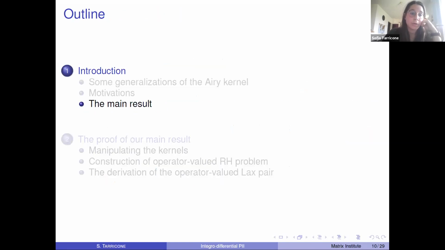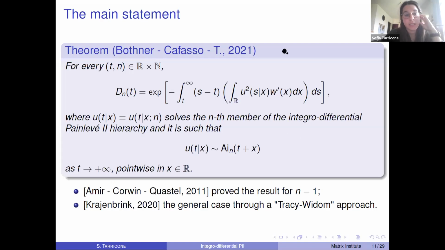And what we found is the following theorem. So we have that for any t and n in this range, the Fredholm determinants here can be expressed through this formula that is just the integrated version of the formula of Tracy-Widom and Claeys-Girotti that we saw previously. But now what happens to this U?